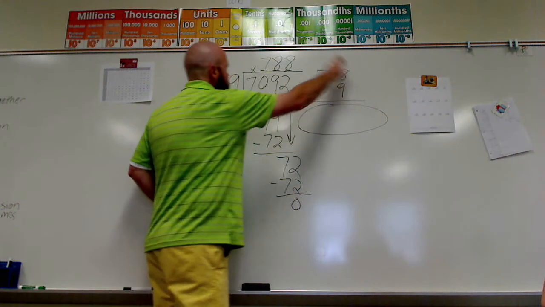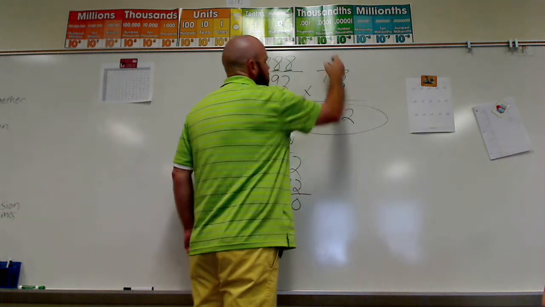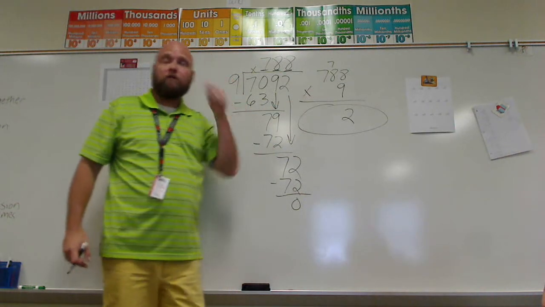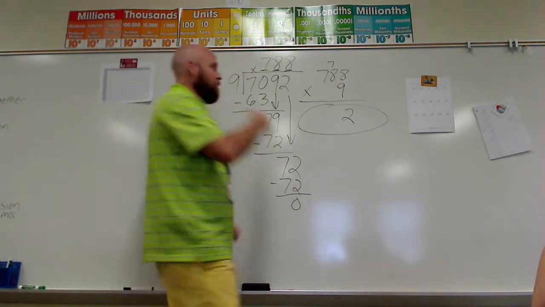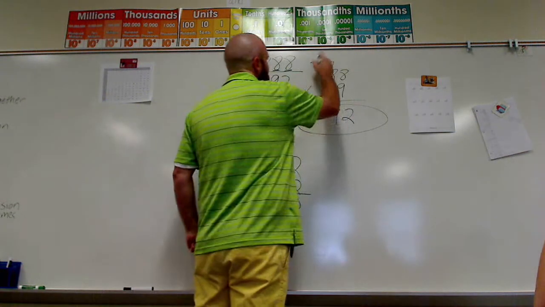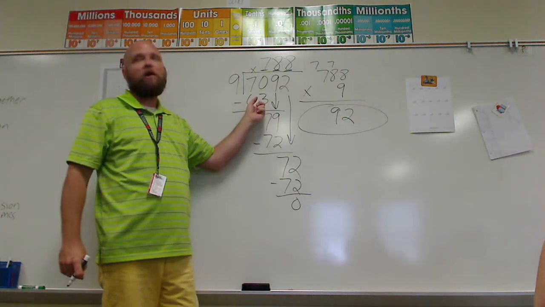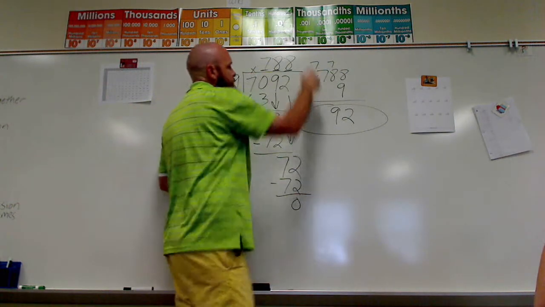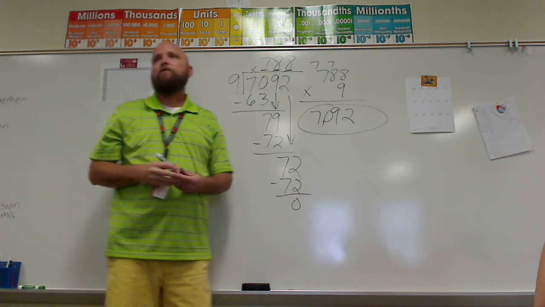So I know 9 times 8 is 72 because I've already done that. The 2 in the ones place, carry the 7. 9 times 8 is 72 plus 7 is 79. Carry the 7. I know that 9 times 7 is 63 because I've already done that. And so I have 63, I add 7, and I get 7,092. So these two answers match.